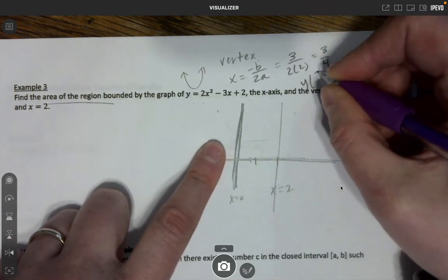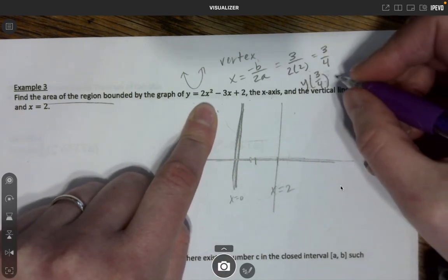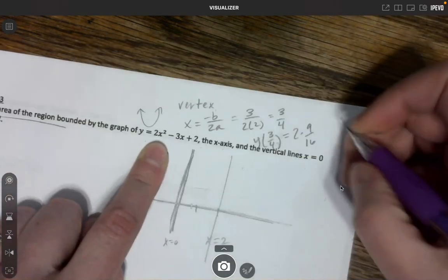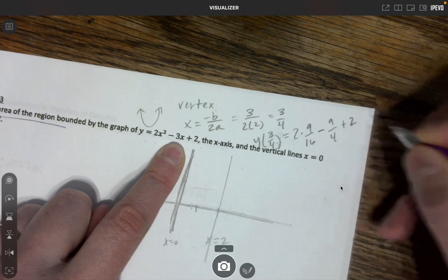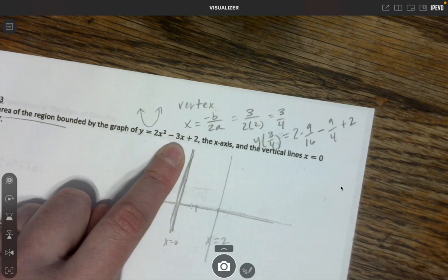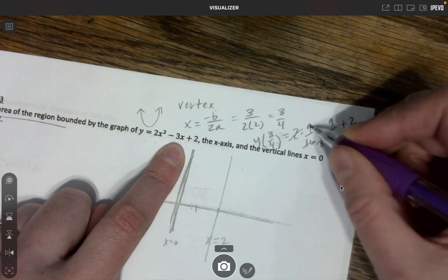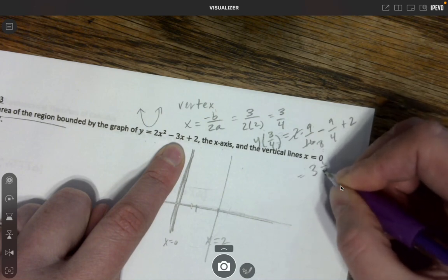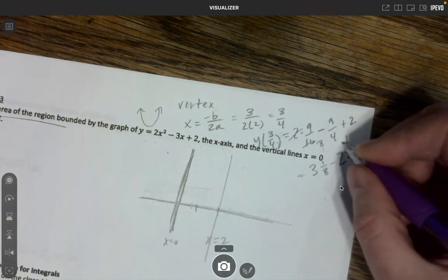So if I do y of 3/4, and I have 2 times 3/4 squared, let's see, 3/4 squared would be 9/16, and then minus 3 times 3/4, so minus 9/4, and then plus 2. So I really feel like there's no way that's going to be negative. I don't have to worry about that. 18/16, this is going to be 9/8, that's 1 1/8, plus 2, so 3 1/8, minus 2 1/4, something like that. So I know it's going to be positive. So I'm good to go.